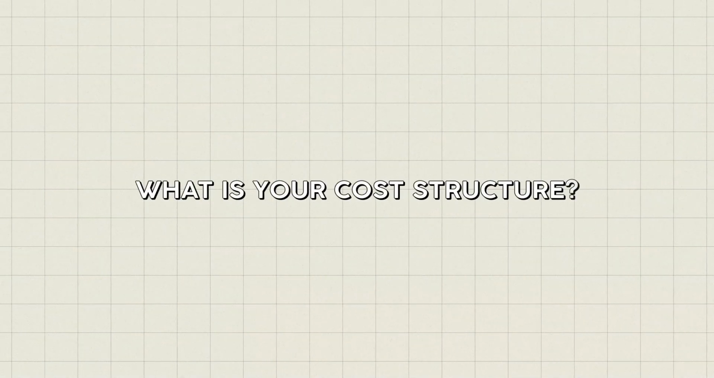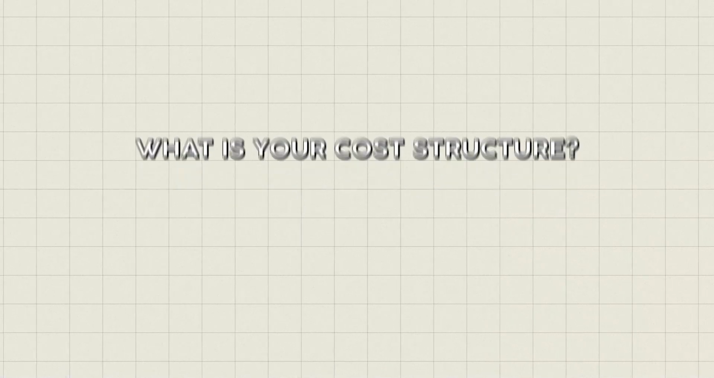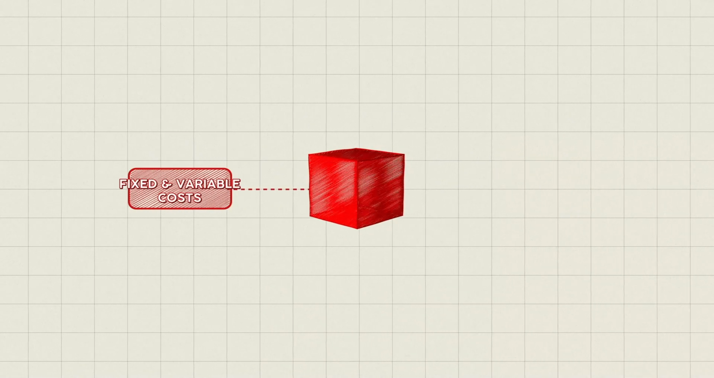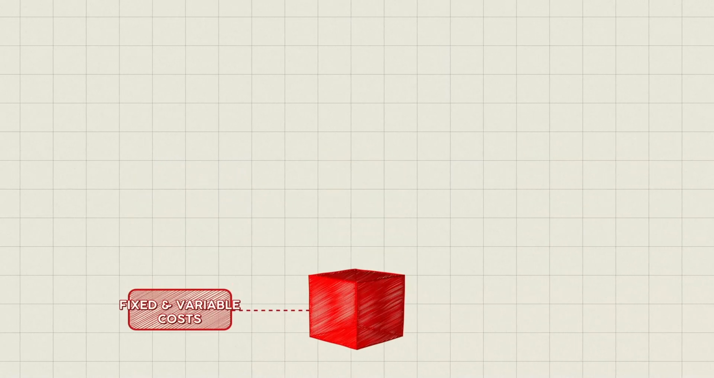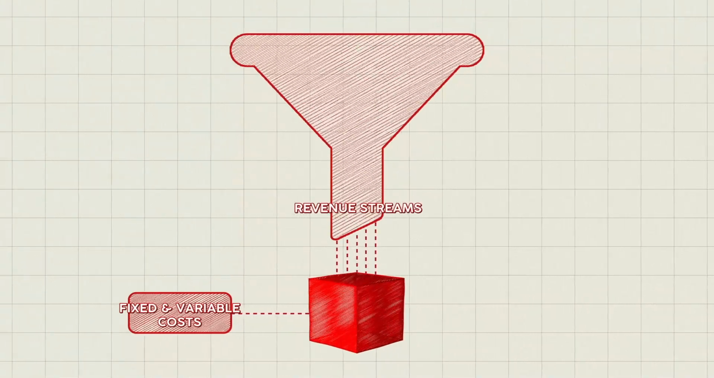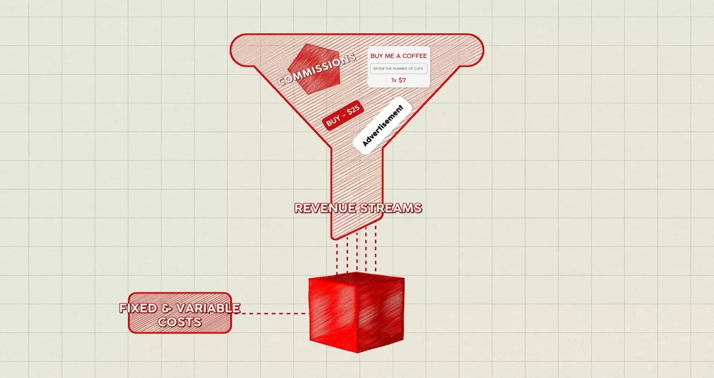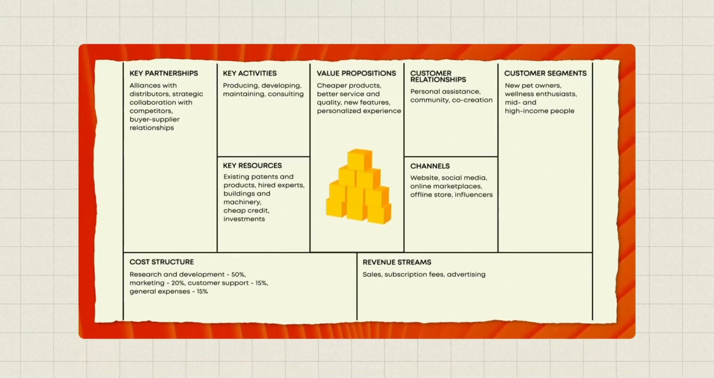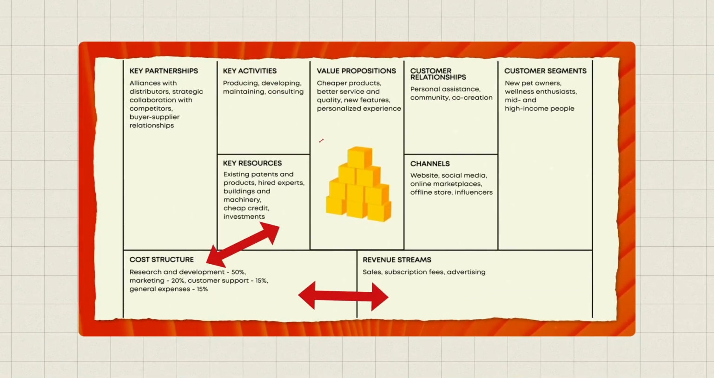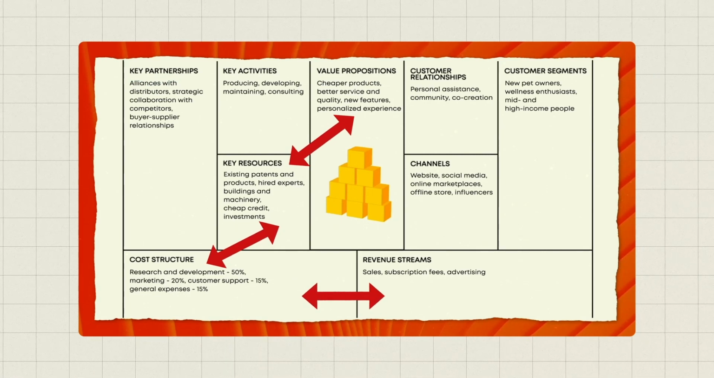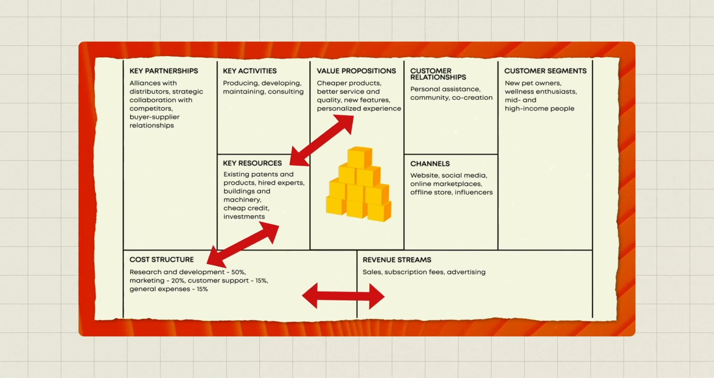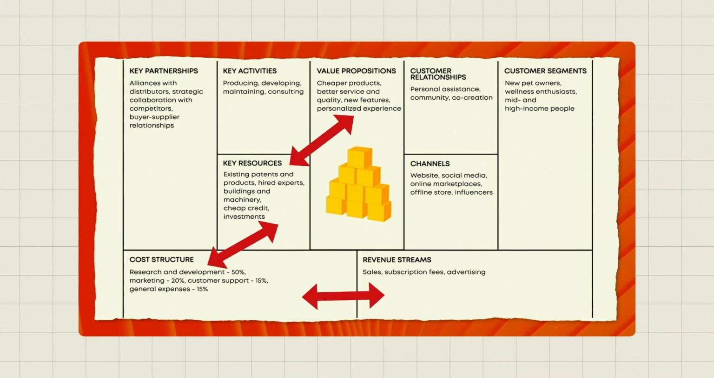Second question is, what is your cost structure? Consider your fixed and variable costs. What's the best combination of revenue streams that can support them? Ad placement and commissions, donations and cheap licensing? If you're using a canvas to sketch your business model out, you can easily connect the dots and see what revenue stream covers what costs and where these costs are coming from.